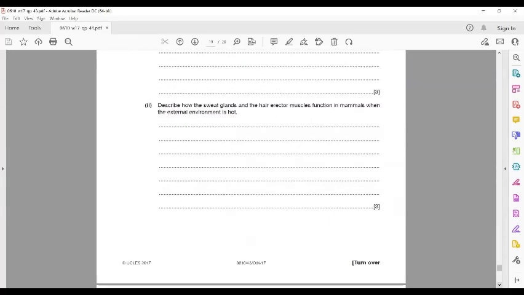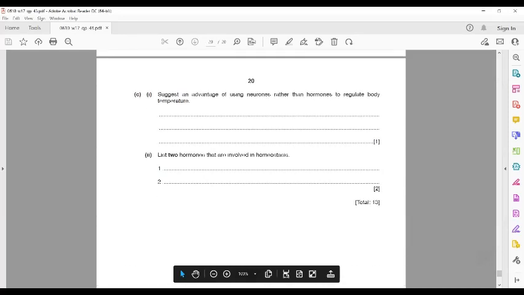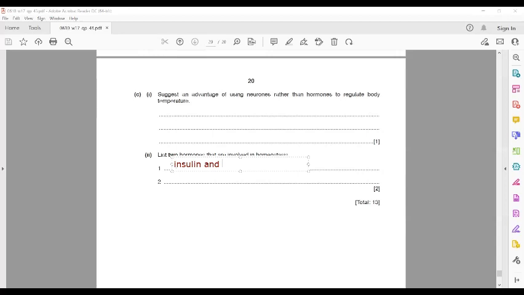How the sweat glands and the hair erector muscle function in mammals when the external environment is hot. The hair erector muscle should be relaxed. Suggest an advantage of using neurons rather than hormones to regulate body temperature. Hormones take time. They go inside your blood and they travel all the way to reach the target cells. But the other one is quicker. And once the stimulus stops, this one also stops immediately. List two hormones that are involved in homeostasis: insulin and glucose.